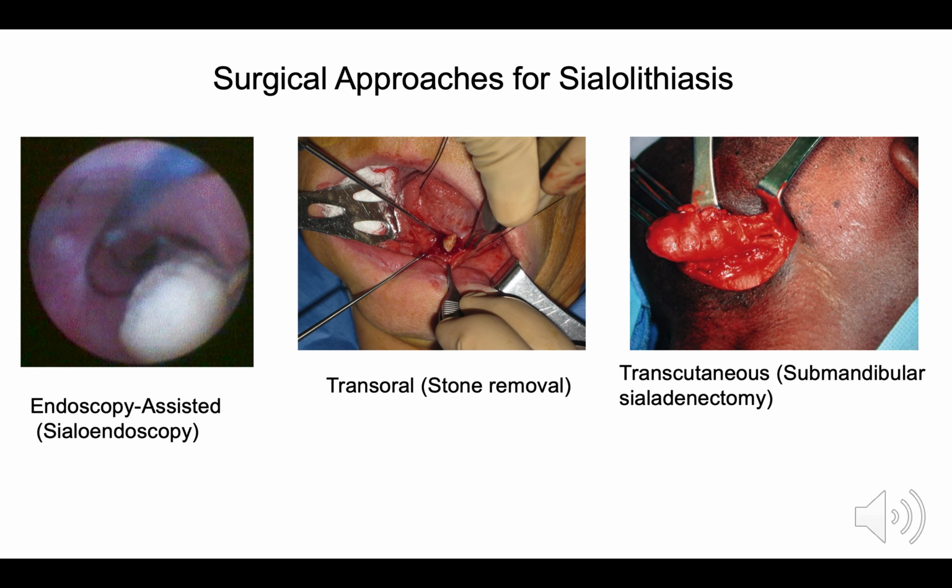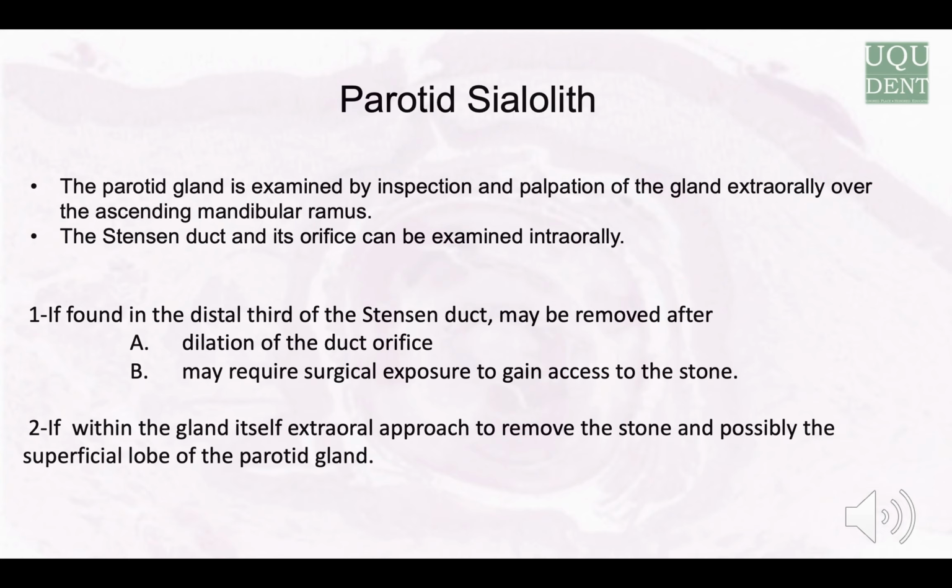Those clinical pictures show the surgical approaches for removal of sialoliths. The first one is by using an endoscope. The second one is the transoral, inside the mouth. The third one is through transcutaneous or submandibular sialadenectomy. We talked about the submandibular sialolith, now we'll talk about the parotid sialolith.